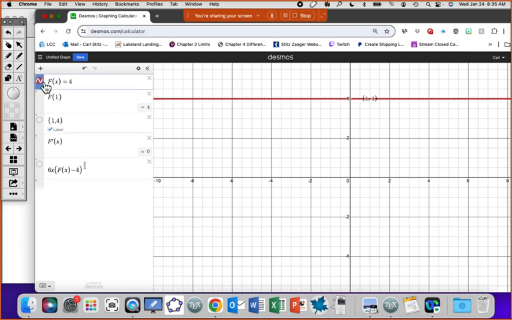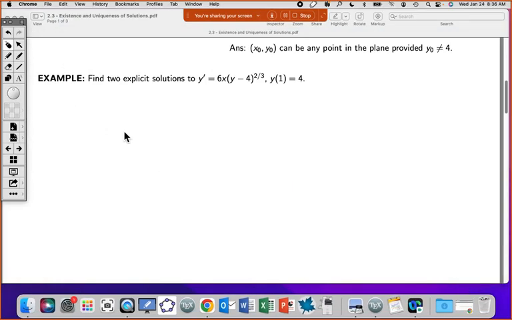I mean, it certainly goes through the point (0, 14). And 0 equals 0. So there it is. Okay.